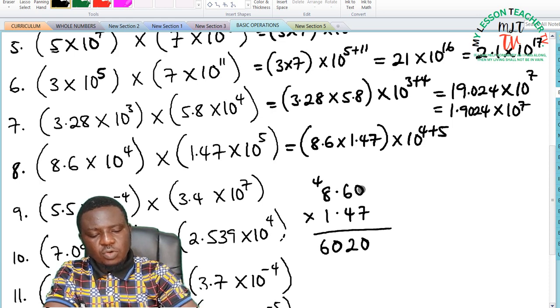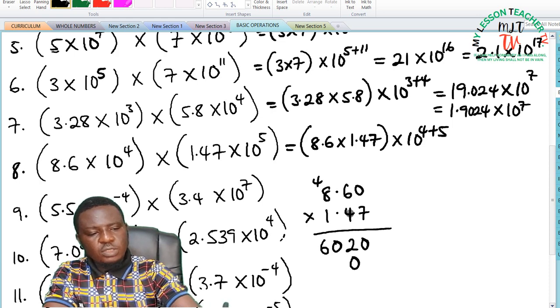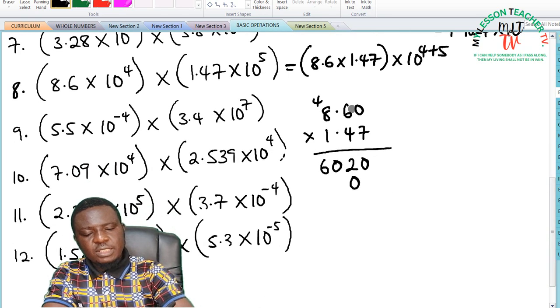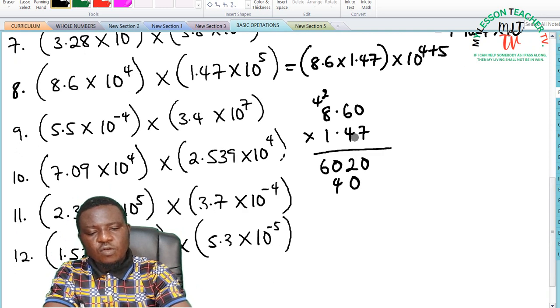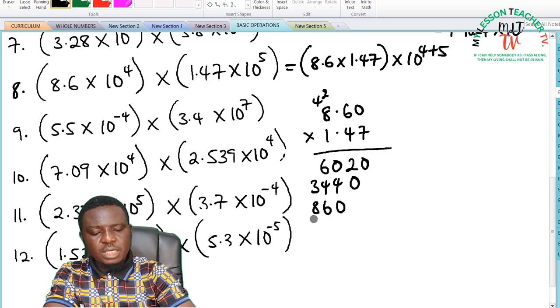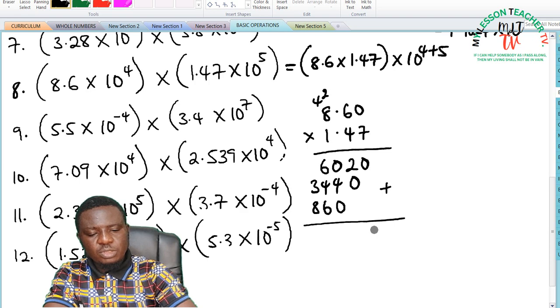4 times 0 gives us 0. 4 times 6 is 24. You write down 4 and carry 2. 4 times 8 is 32. 32 plus 2 is 34. You then multiply by 1. 1 times 0 is 0, 6, and 8. Sum them up together. This becomes 0, 2, 4. This is 10, 16, carry 1. This is 11 plus 1 is 12.